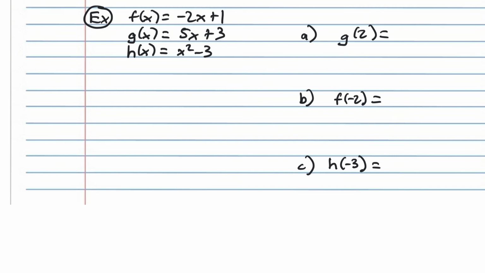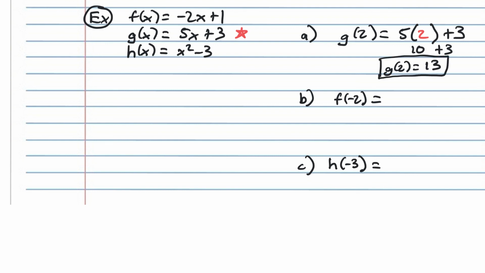All right, so answering part A, it says g of 2. So we're going to use the g function, the middle one. We know it's 5x, so instead of x, we're plugging in 2, and then plus 3. Essentially I'm using this one. Then simplify. 5 times 2 gives you 10. 10, bring down that positive 3. And 10 plus 3 gives you 13. So g of 2 is 13.